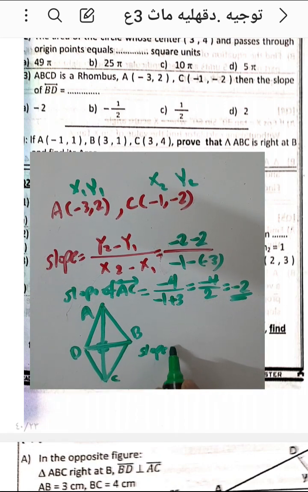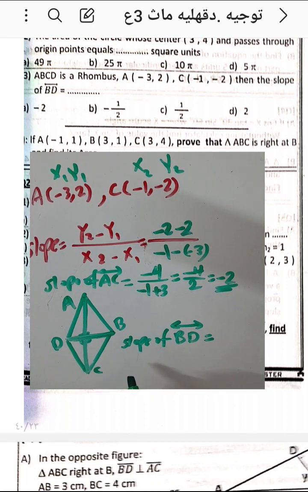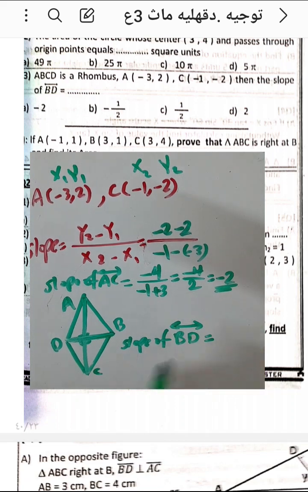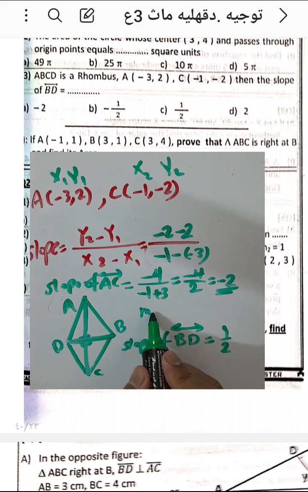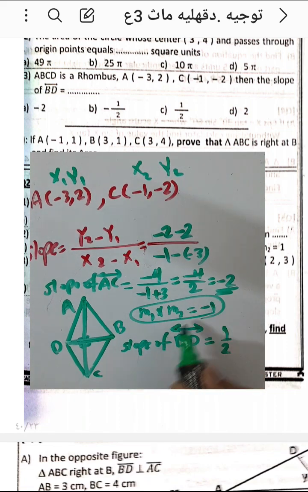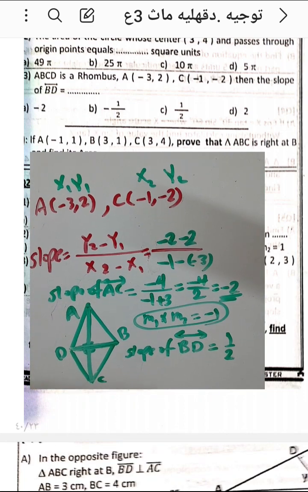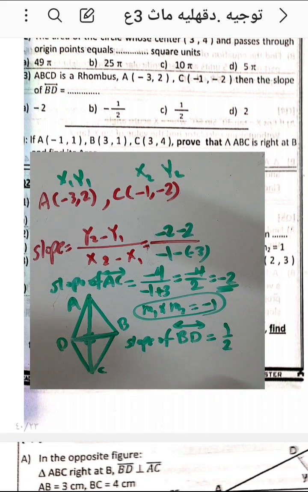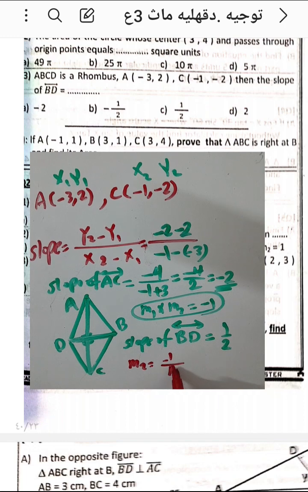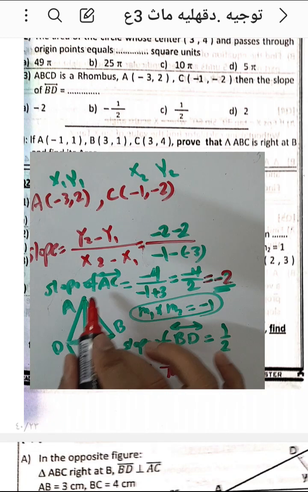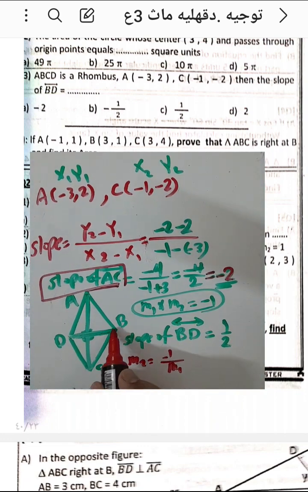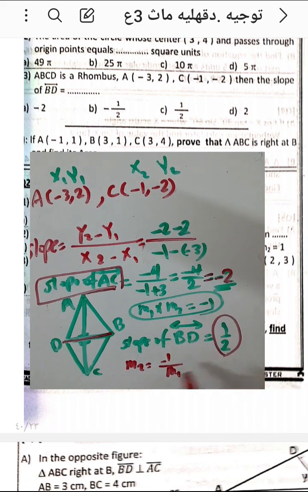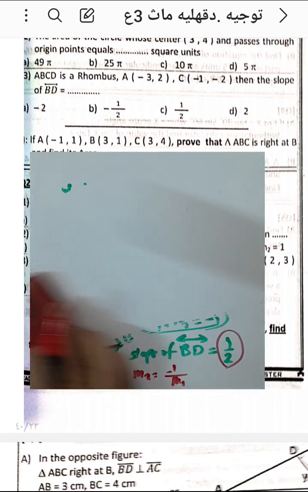So the slope of BD will be equal to what? You can find that slope by taking the inverse of this number and changing the sign, because slope 1 multiplied by slope 2 must equal negative 1. They tell us in the example it's a rhombus, and the diagonals of a rhombus are perpendicular to each other. AC is perpendicular to BD. Then the slope M2 will be negative 1 over M1. We found the slope of AC equals negative 2. Then the slope of BD will be the inverse of negative 2 with the sign changed. The result here will be positive half.